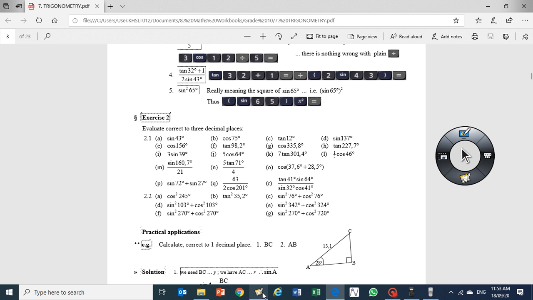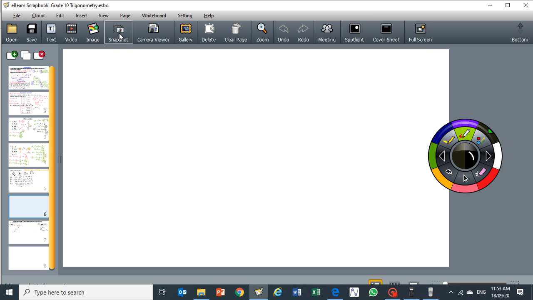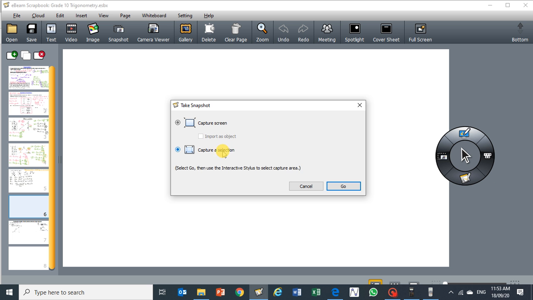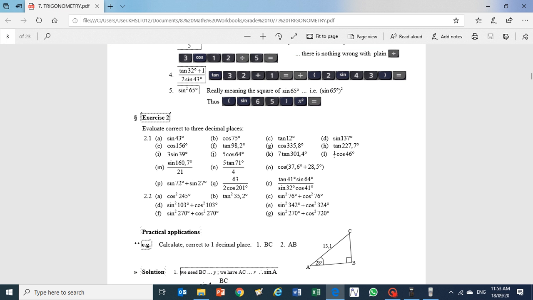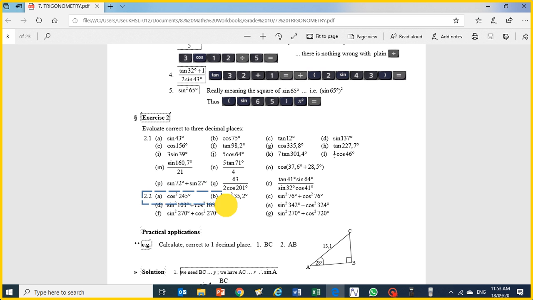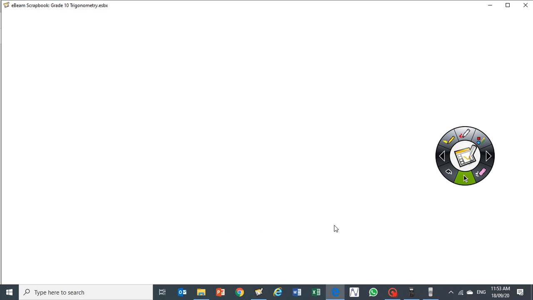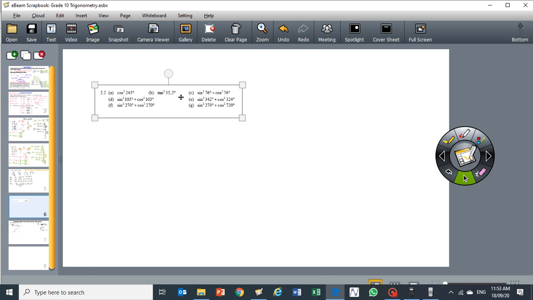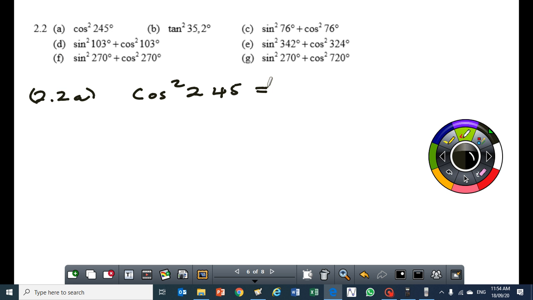All right. Let me do the ones with square, not square root. This is the same as saying cos 245 degrees all squared. So that's the meaning of that.